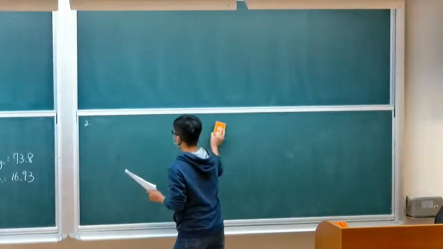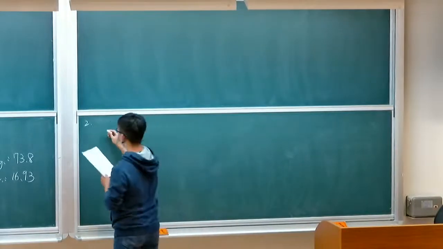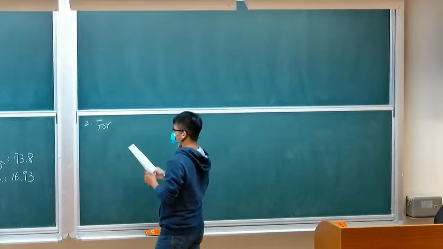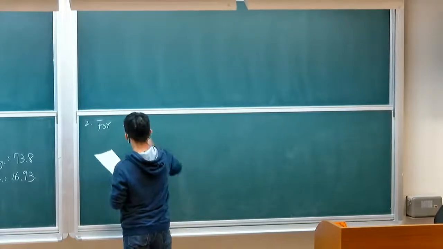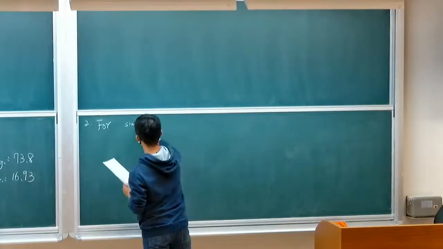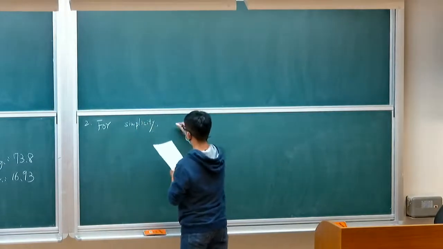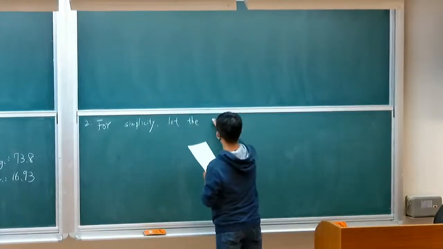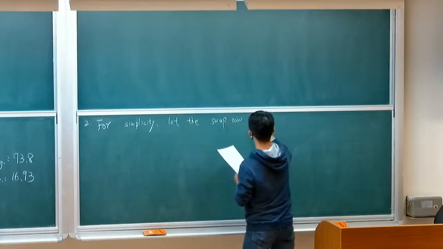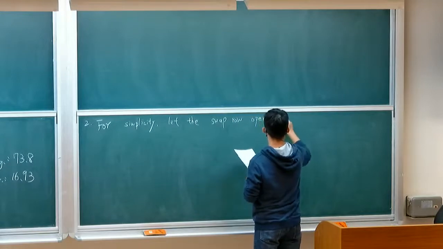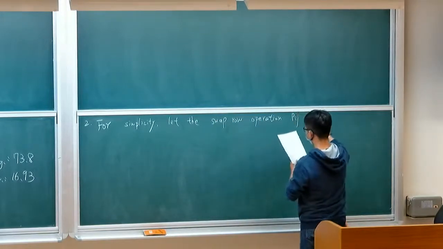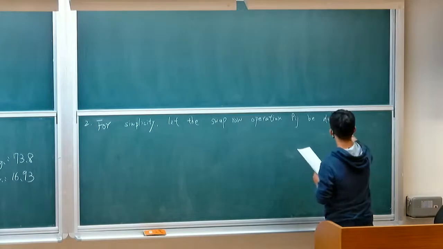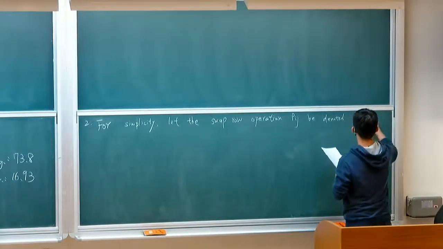Then how to prove that? For simplicity, since to prove this problem we will use a lot of swap operations, let the swap row operation Pij be denoted as Ij.